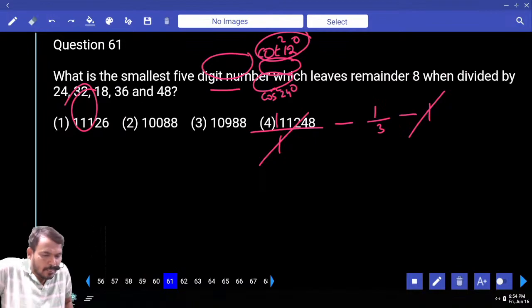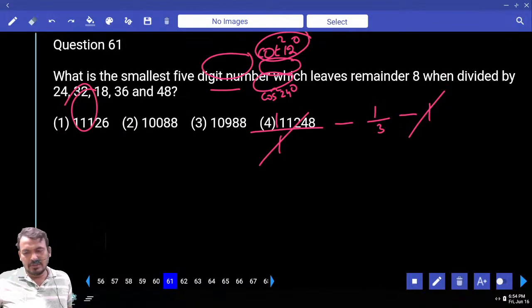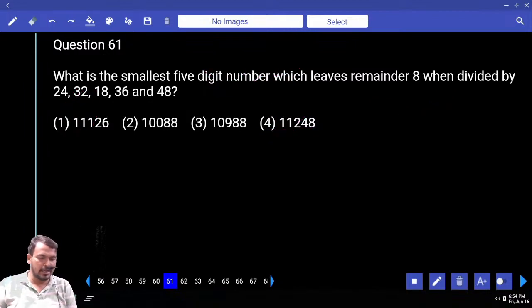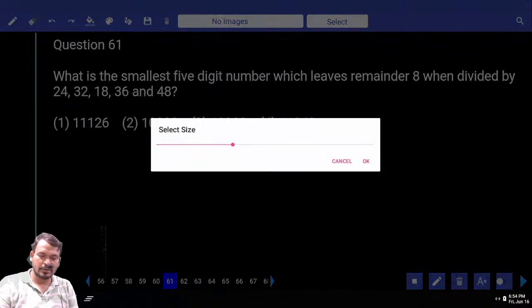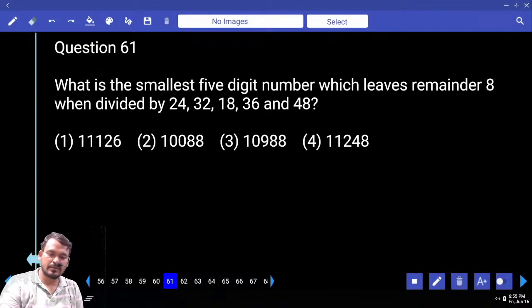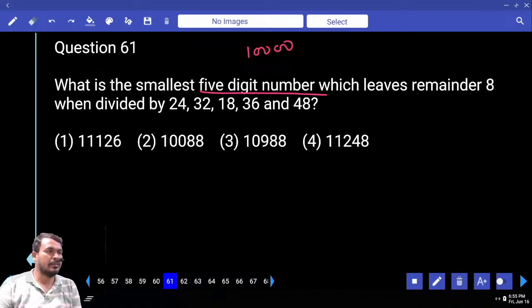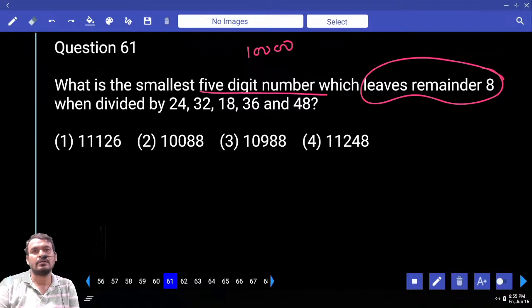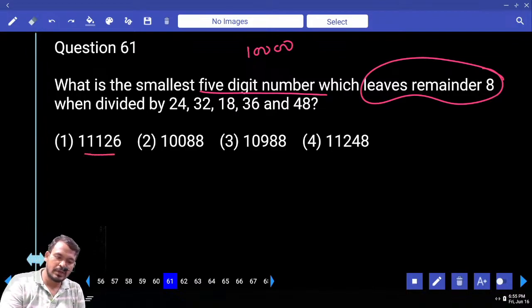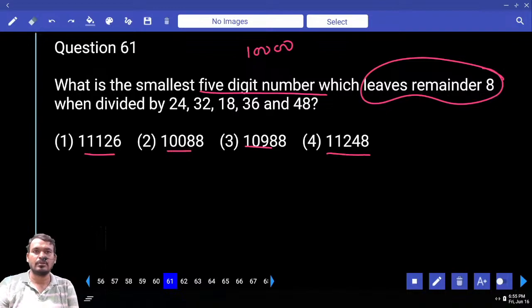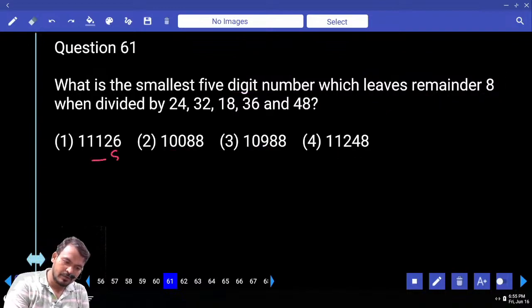61. What is the smallest 5-digit number which leaves a remainder 8 when divided by 24, 32, 18, 36 and 48? We require the smallest 5-digit number. Smallest 5-digit number means 10,000, so the answer must be more than 10,000 but nearby 10,000. It leaves remainder 8. All the options include the remainder, and in each option we subtract the remainder value.